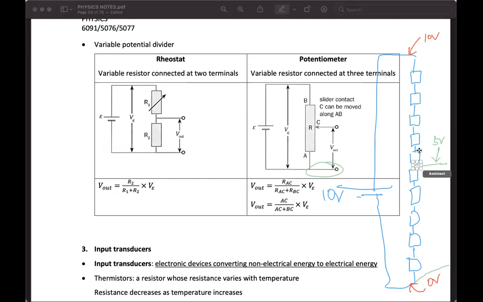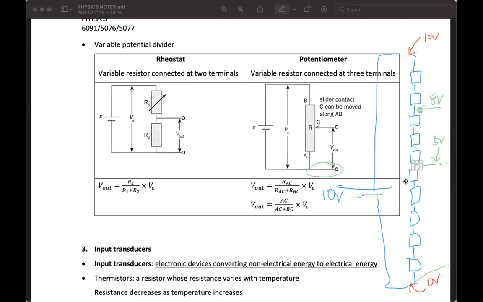Okay, very hard to show. I can actually move this point to, let's say, here. If I move this point to here, it will give you 8 volt at this point. So this potentiometer has a point here where you can shift up and down. The higher you shift, the closer you are to the E value. The lower you shift, the closer you are to the 0 value.